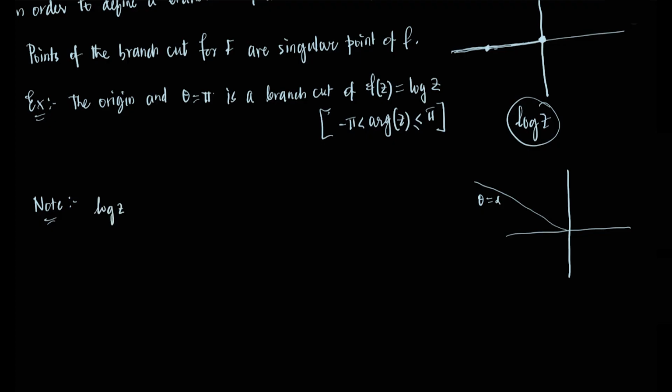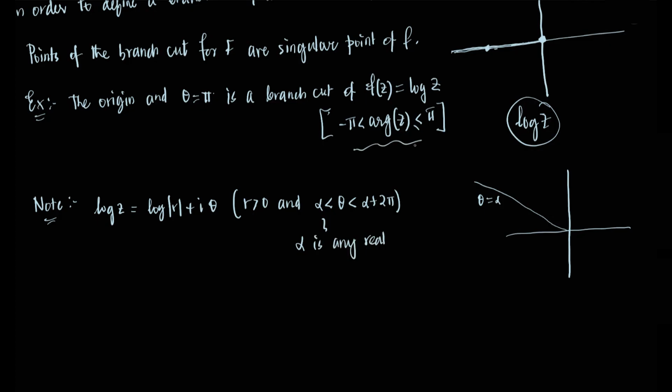Log of z, we can define it to be log of mod z, that is r, plus i times theta. This theta is the argument, right? This argument we can change. So basically r will be greater than 0 and theta will lie between alpha and alpha plus 2 pi. You can do that also. Clear? So for every alpha, any real number, alpha equals 0 will give us this, or otherwise this.